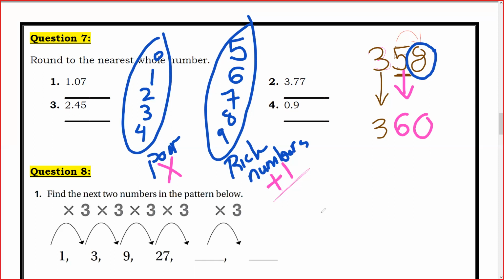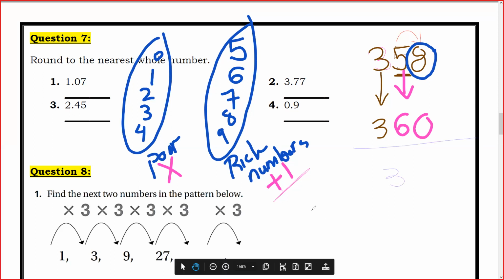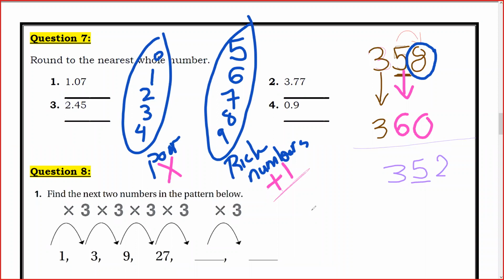That's it. Another example. You have 3, 3, 5, 2 as an example. And I ask you now to round number 5. What you have to do first, you have to keep number 3 down. Then I want to round number 5. Look at the number before number 5. What's the number here? It's 2. Is 2 from the rich or from the poor?